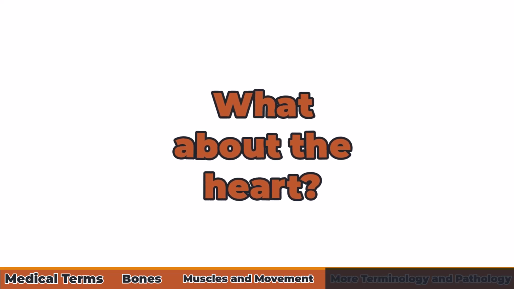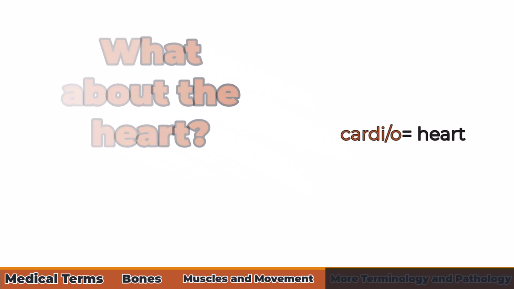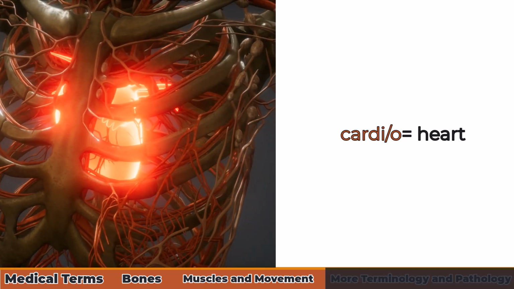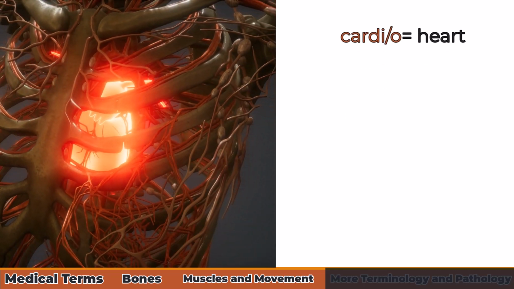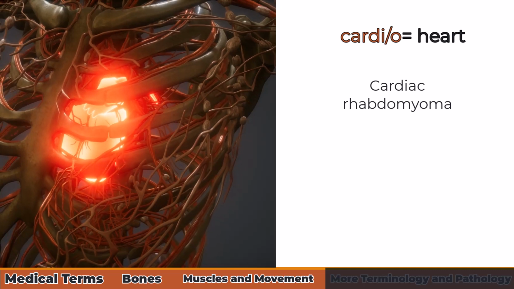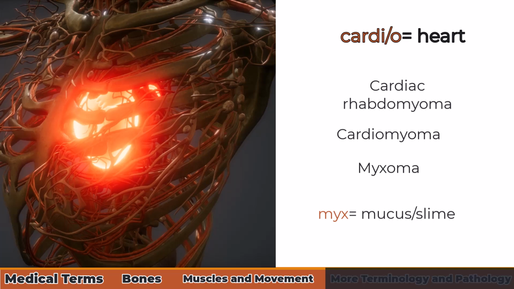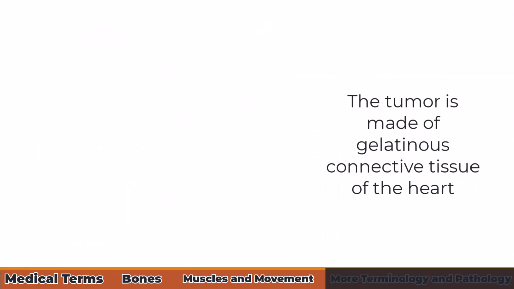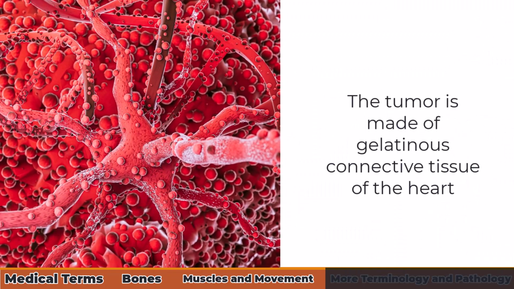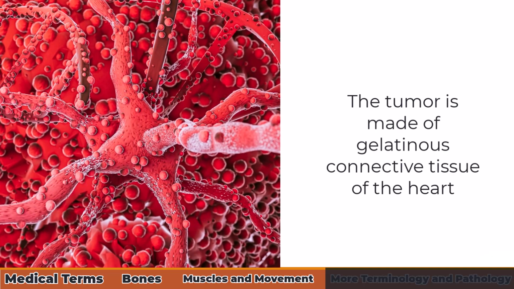I didn't forget about the heart. Do you know what a tumor in the heart is called? Like everything else in medical terminology, it goes by a few names: cardiac rhabdomyoma, cardiomyoma, and even a myxoma. Mix means mucus or slime. That's because this type of tumor is primarily composed of gelatinous connective tissue.